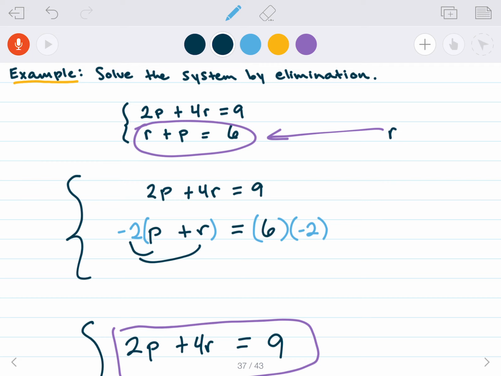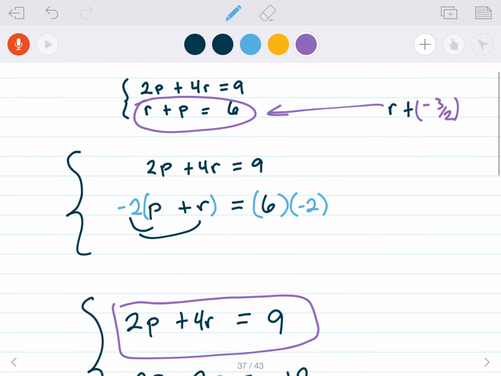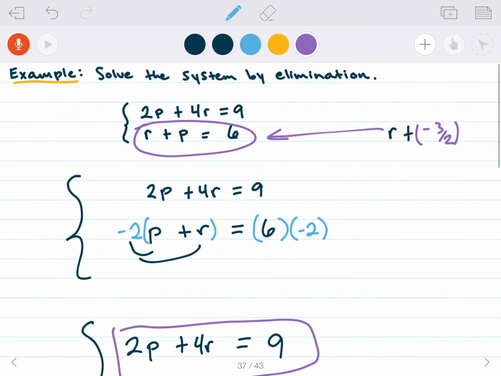So we have r plus -3/2. Right, we found p. No, we found r. Sorry, guys. I had that backwards. So r is -3/2 plus p equals 6.